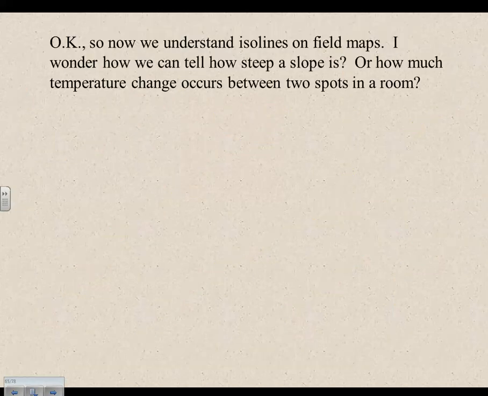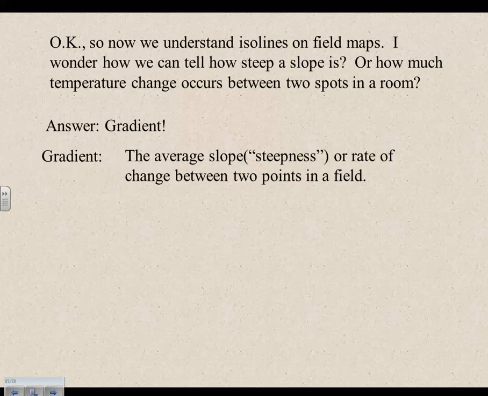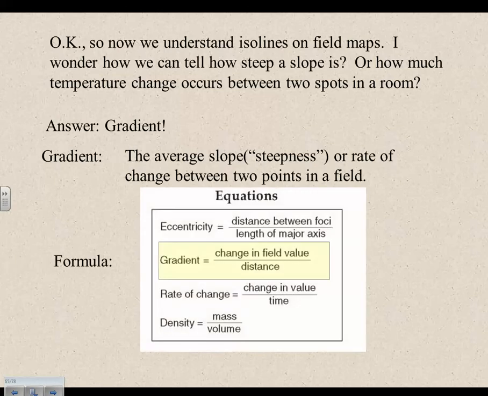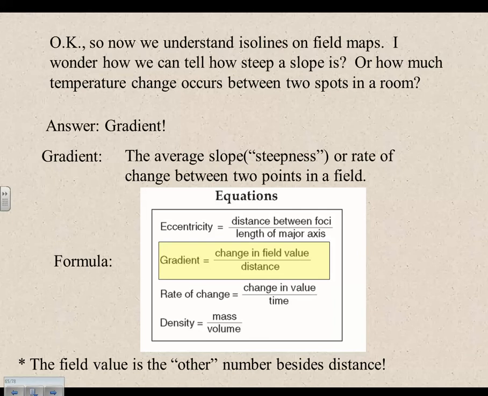Okay, so now we understand isolines on field maps. I wonder how you could tell how steep a slope is, or how much temperature change occurs between 2 points in a room. Well, this is called gradient. Gradient is the average slope or steepness of change between 2 points in a field. There is a formula in your reference tables for gradient. It's right on the front cover.